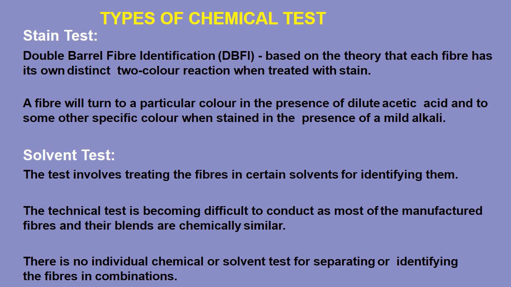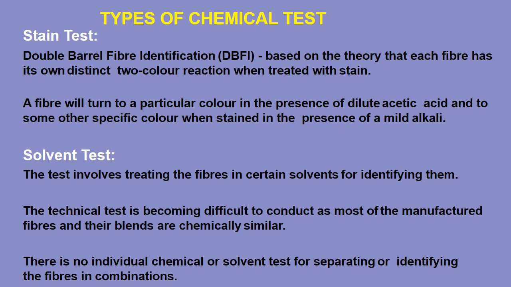Now we will briefly see the types of chemical test. The first one is the stain test. This is also called double barrel fiber identification, or DBFI. This is based on the theory that each fiber has its own distinct two-color reaction when treated with stains. So generally these fibers have a two-color reaction when treated with stains. A fiber will turn a particular color in the presence of dilute acetic acid. When we do the staining in the presence of dilute acetic acid, it will take a particular color.